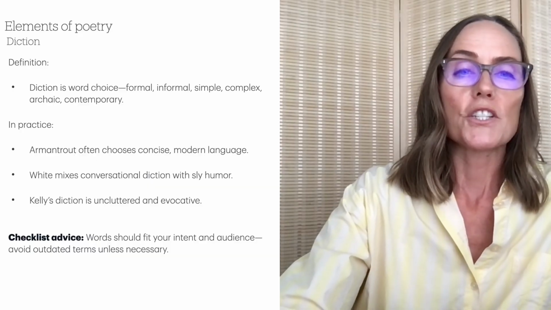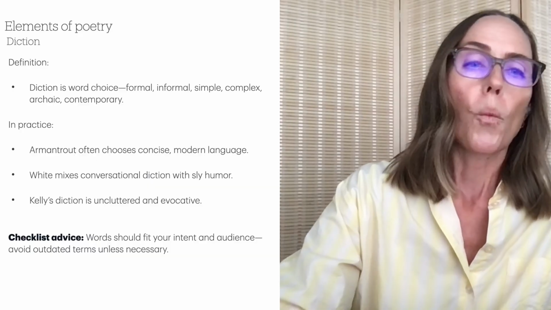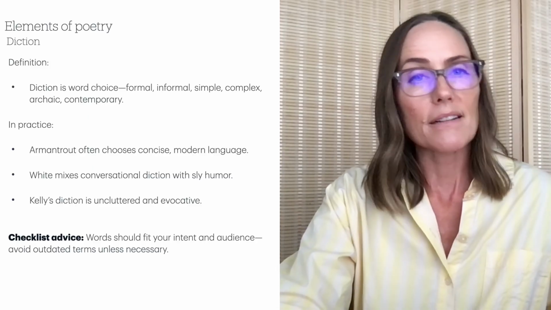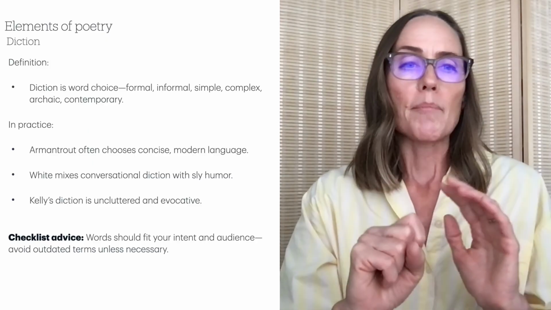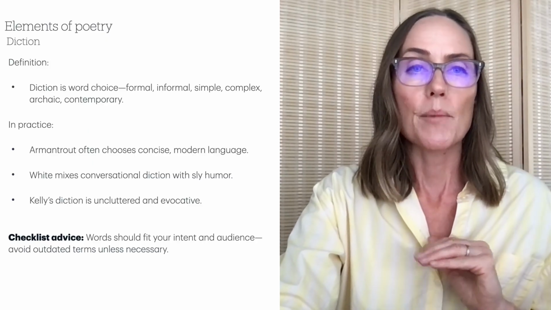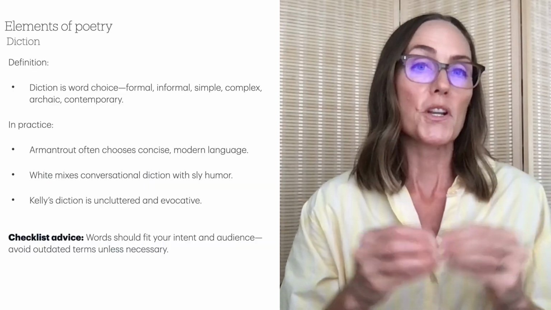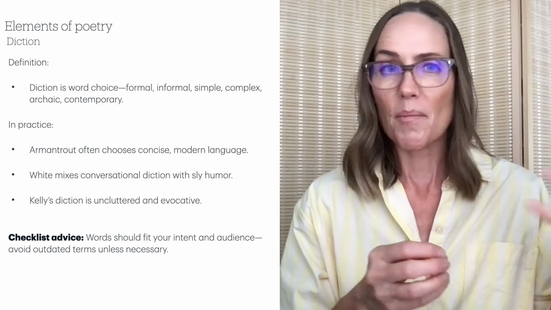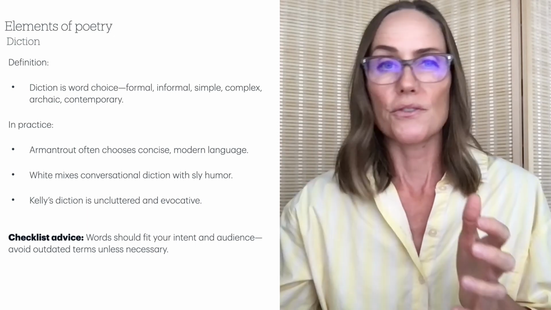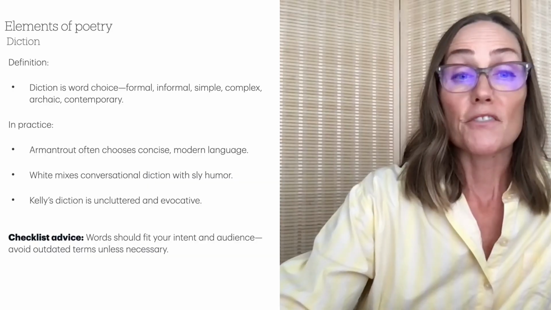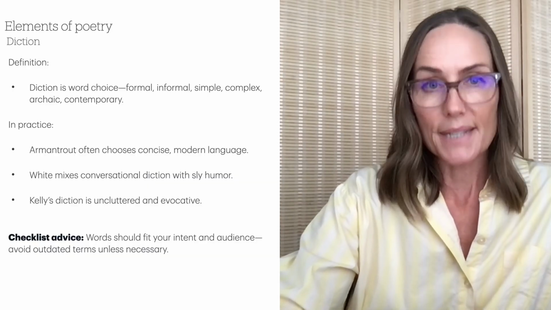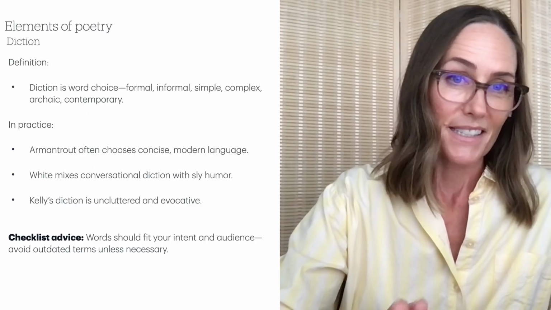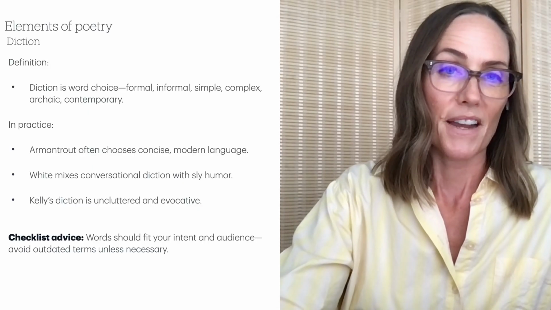So Armentrout often uses concise modern language. White mixes conversational diction with sly humor, and Kelly's diction is uncluttered and evocative. So choices in diction are important, and sometimes they're much more varied than what we think we have. So diction can be all the way from very simple all the way to very complex. Advice for your work: words should fit your intent and your audience. Avoid outdated terms unless it's necessary for what you want to create with the effect of your poem.